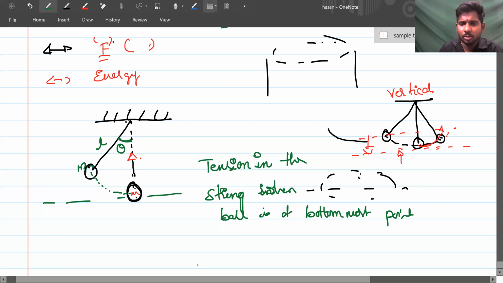Sir, bottommost point means the mean position, no, sir? That's what mean position. Okay.